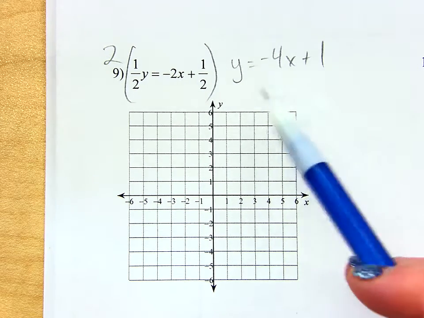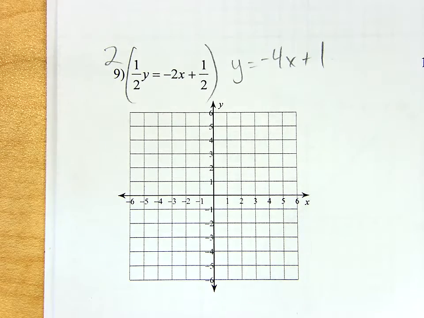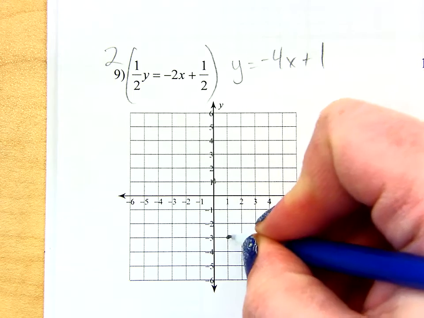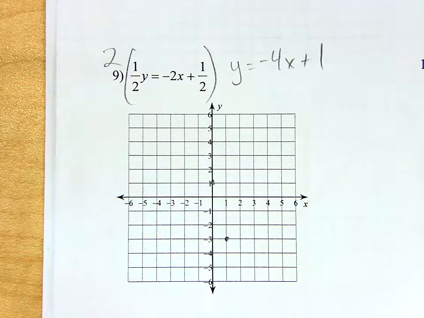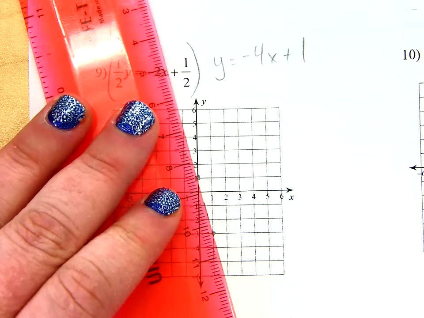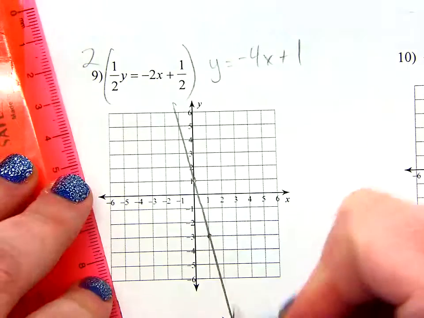When you cleared the fractions, did you get the same equation that I did? And then did you start at positive 1 and go down 4 to the right 1? Oh, good. So did you get the same line as that?